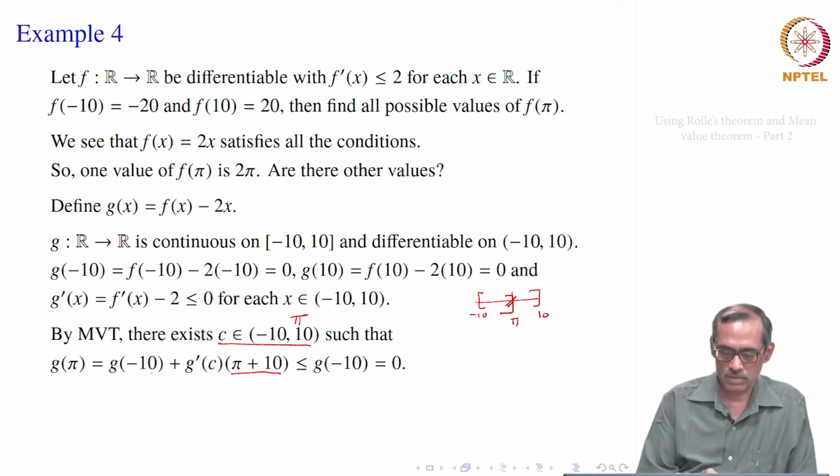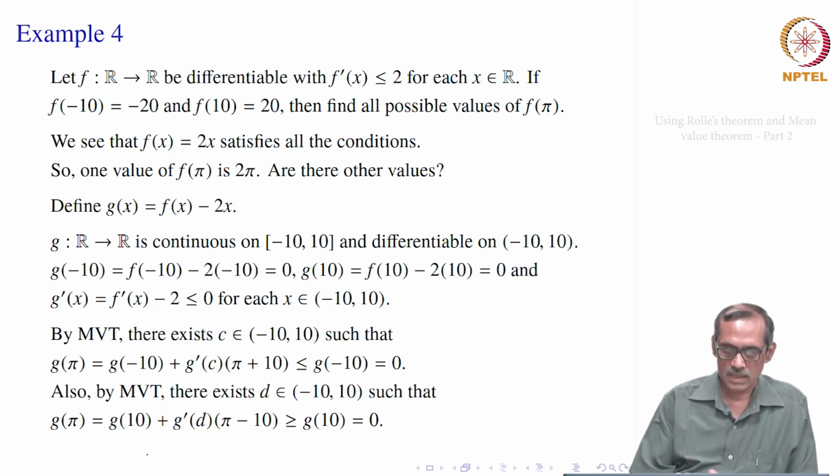And now we can find out g of minus 10 is 0. So, g prime c into pi plus 10. So, that gives g prime c is less than or equal to 0 because g prime x is less than or equal to 0 for each x. So, this is negative and pi plus 10 is of course positive. So, this part becomes negative. Therefore, this is less than or equal to g of minus 10, the first term, but that is 0. So, that means g of pi is less than or equal to 0. That is what we get.